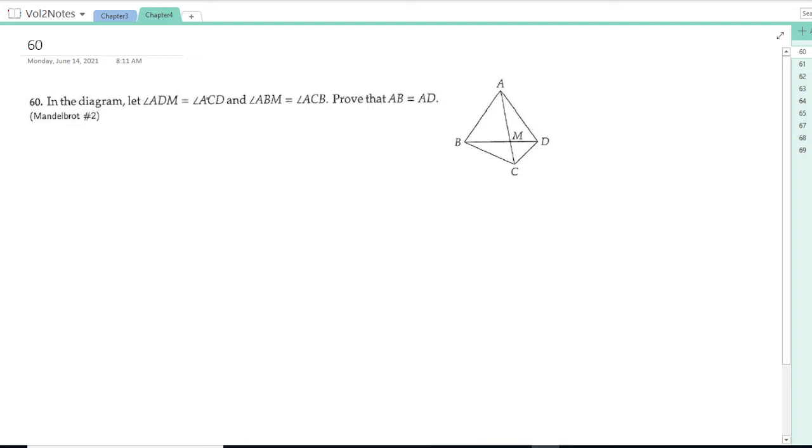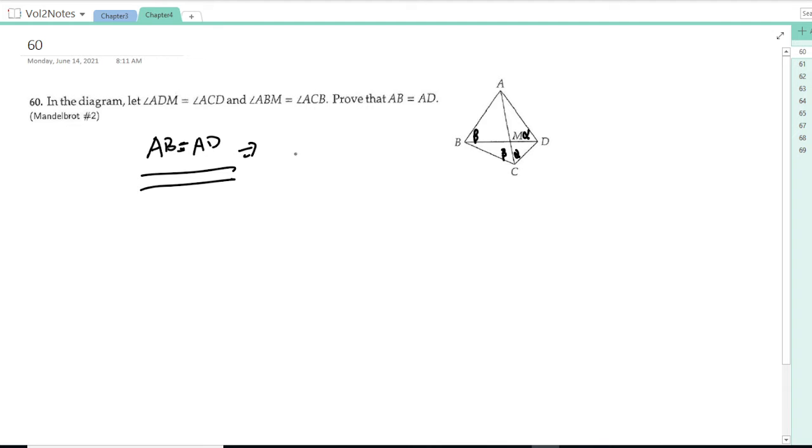In this diagram we have the angle ADM parameterized as alpha, equal to ACD, which is alpha, and we have ABM is beta, equal to ACB, which is beta. So we want to prove AB equals AD. There are some ways to do it, right?